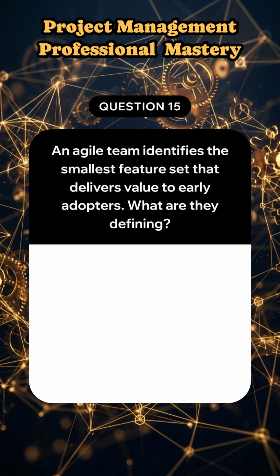An Agile team identifies the smallest feature set that delivers value to early adopters. What are they defining?